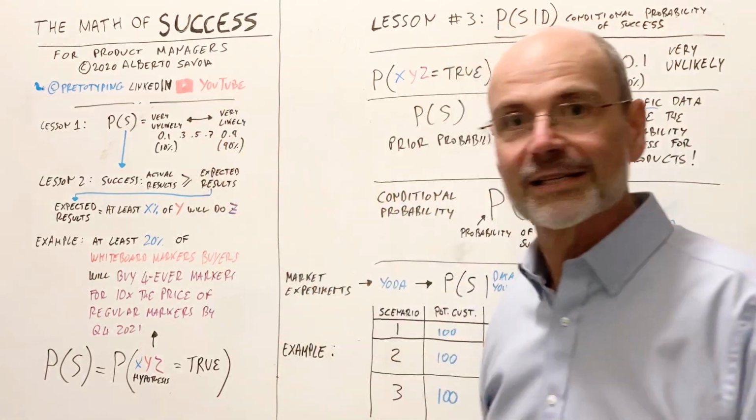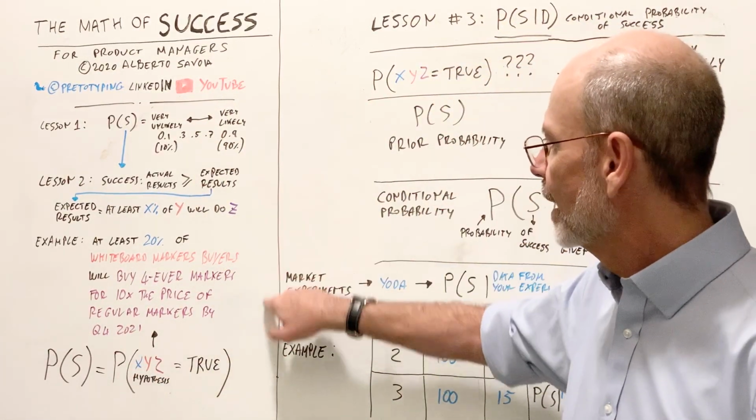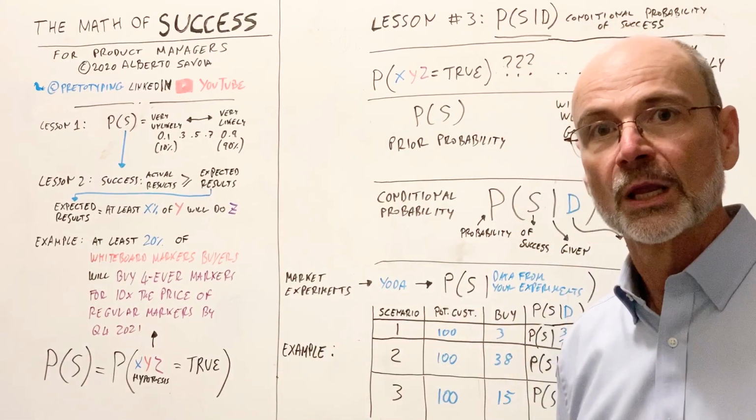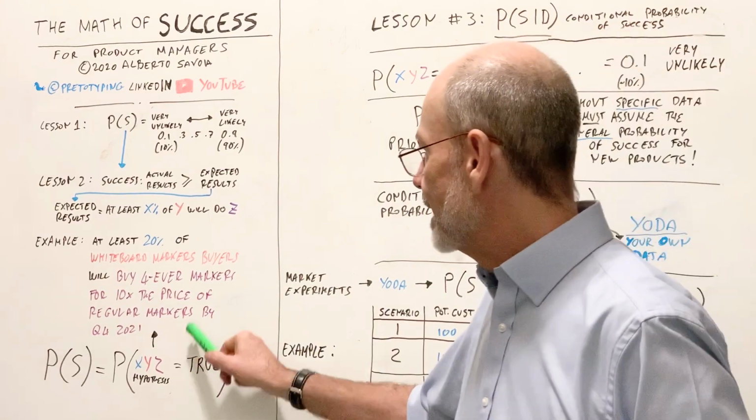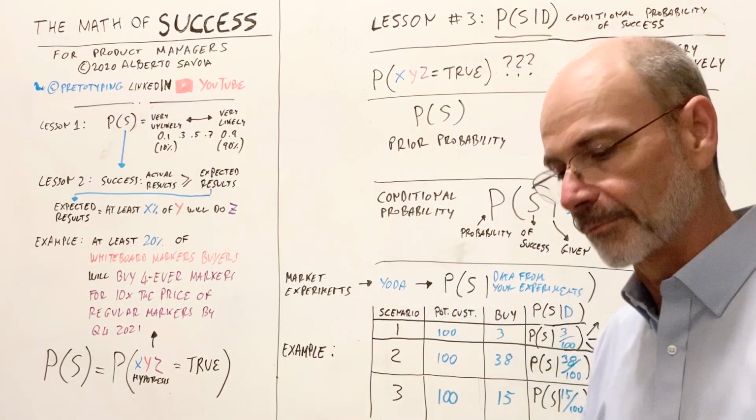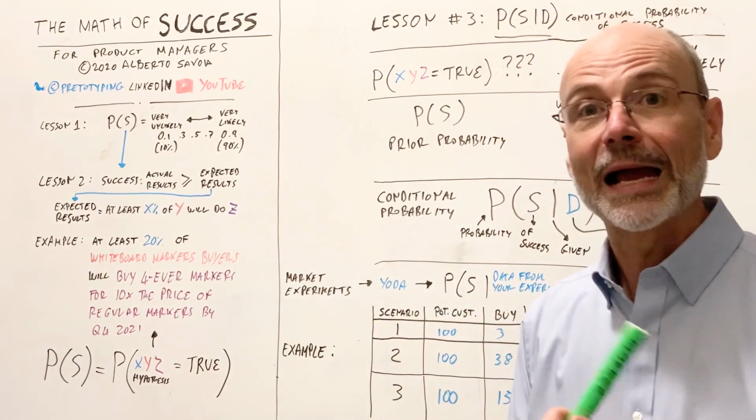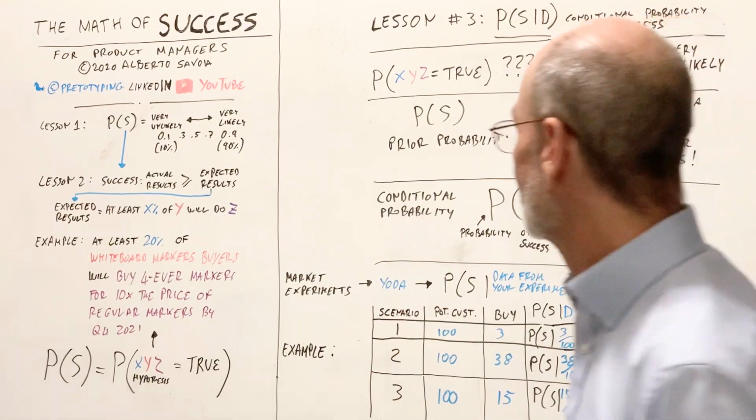So my probability of success, I express it as the probability of this XYZ hypothesis being true. So the probability of success for my forever markers is the probability that it's true that at least 20% of whiteboard marker buyers will buy my product. Okay, simple enough. So that's the review.